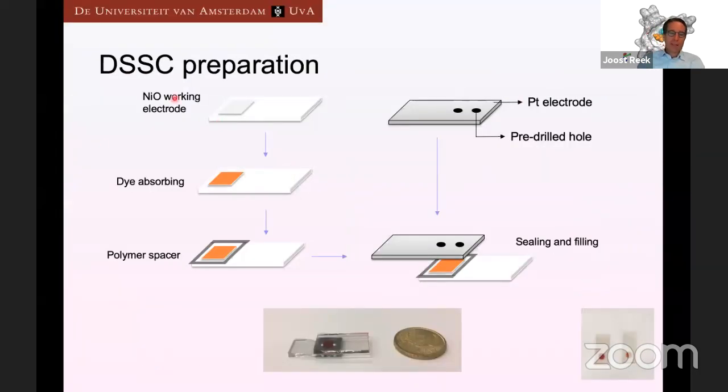So how do we make these dye-sensitized solar cells? Well, we have a conducting glass slide with nickel oxide coated on it. We adsorb our dye that has an anchoring group. We put the polymer spacers onto this, and then the other electrode is a platinum spin-coated material with 2 holes, and then we seal and fill it, and we get solar cells like this that are quite small initially, but just for testing.